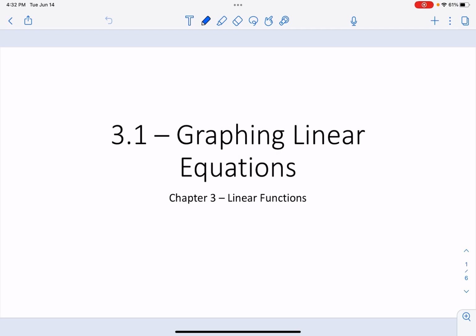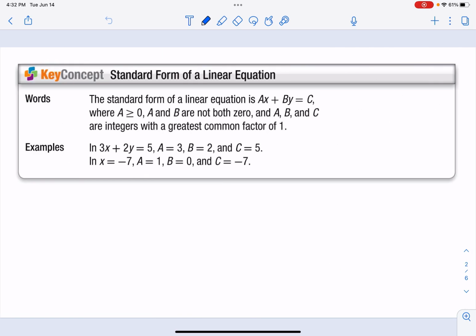In this video, we're going to talk about graphing linear equations. There's the standard form of a linear equation, and that's ax plus by equals c, where a is greater than 0. Said another way, a has to be positive, a and b are both not 0, a, b, and c are integers, meaning they're not fractions.